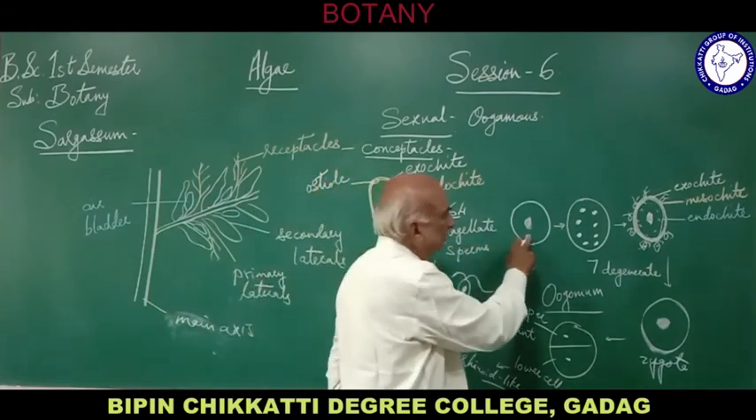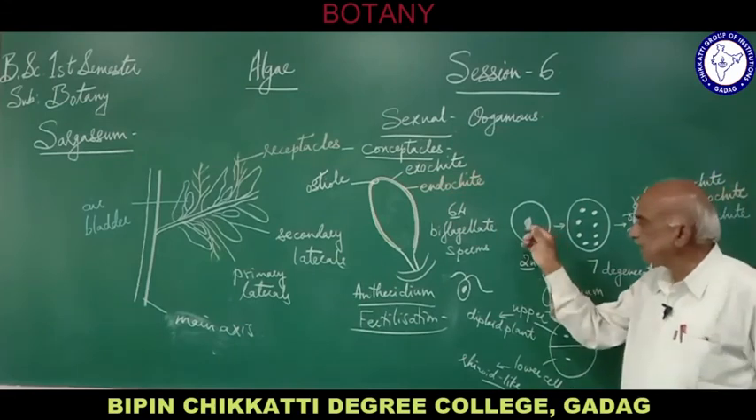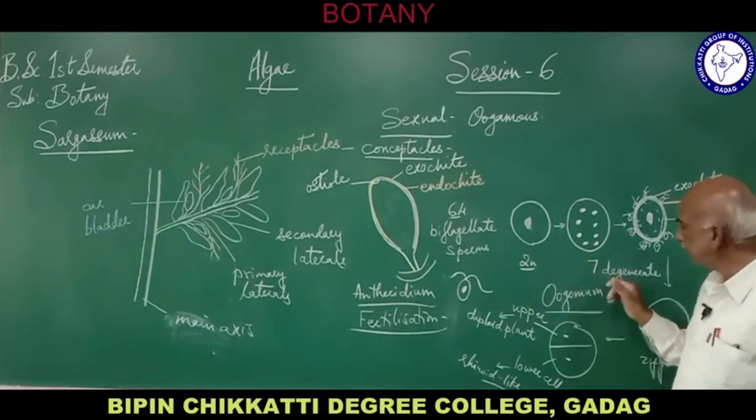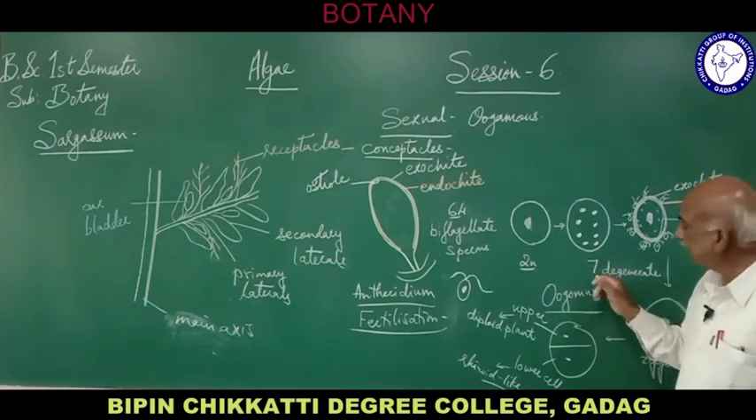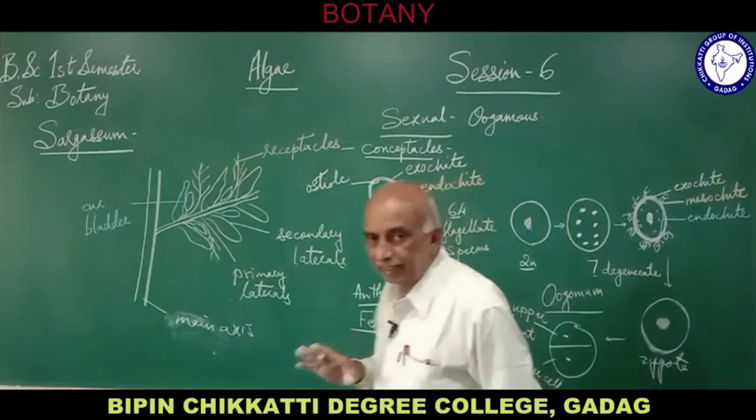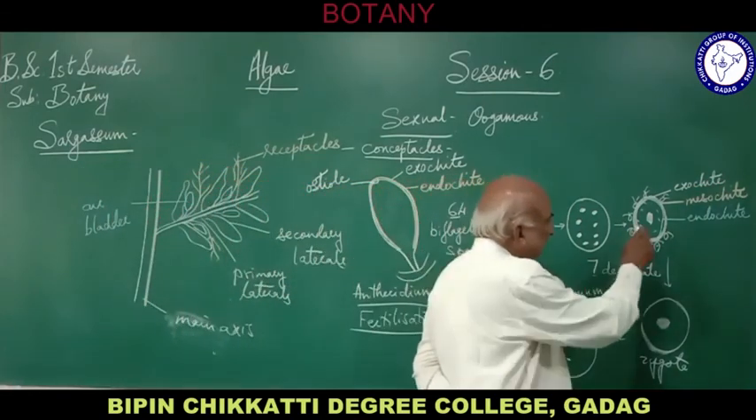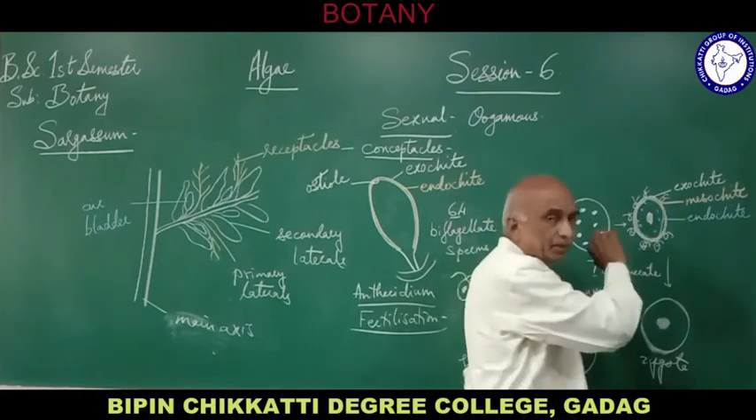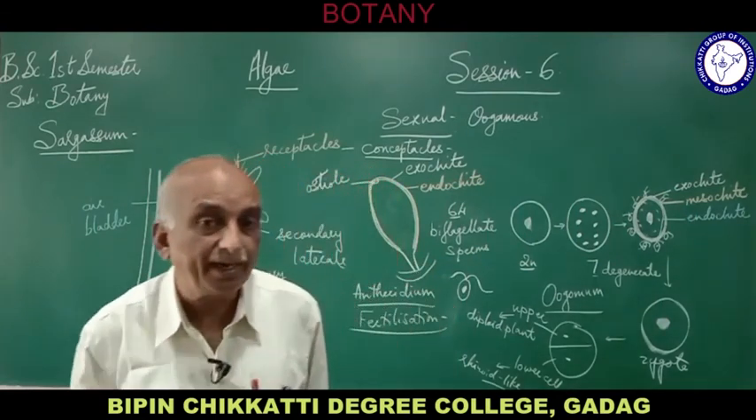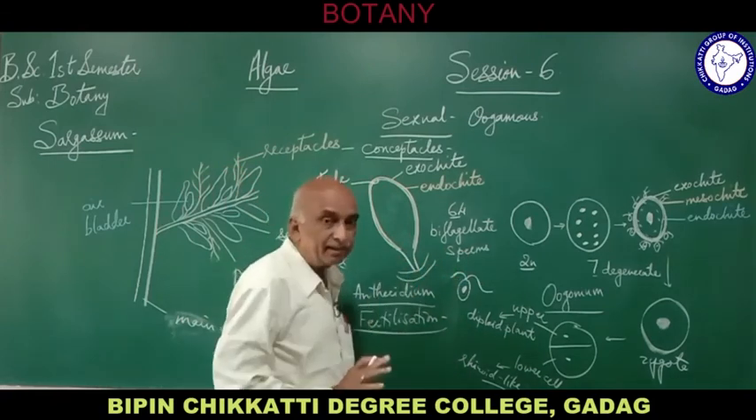The oogonium also is produced in the conceptacle. Initially, the oogonium, which has a single cell or a single nucleus, divides by meiosis to produce 8 nuclei. Out of the 8 nuclei, 7 of them degenerate, only one will remain and form the egg nucleus or the female nucleus. So this single nucleus forms the oogonium, which is surrounded by 3 wall layers, exocyte, mesocyte and endocyte. That is why the oogonial wall is thicker than the antheridial wall.